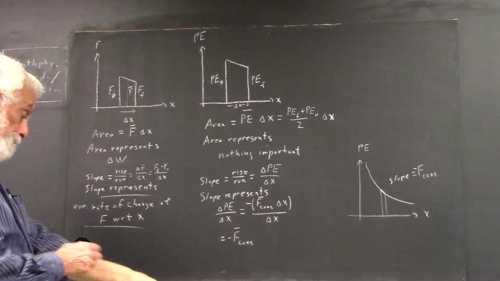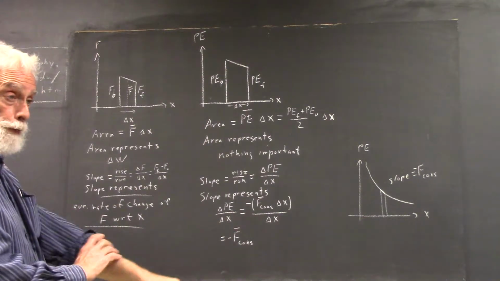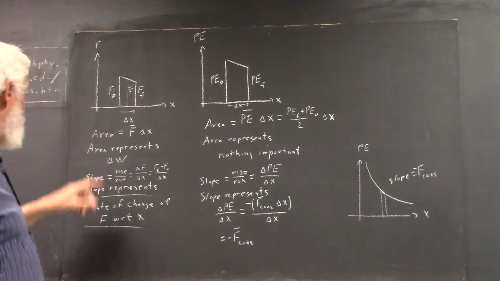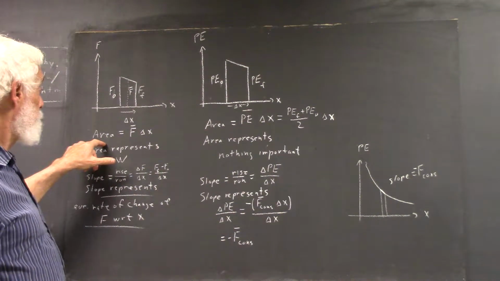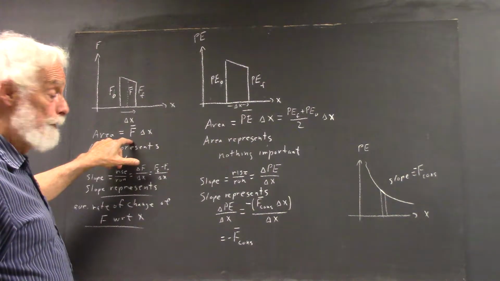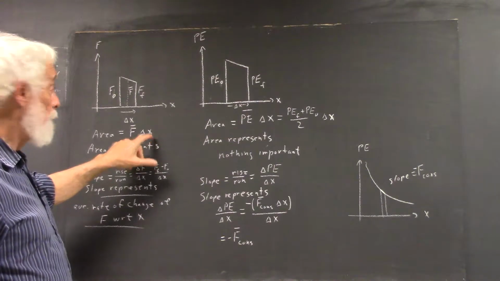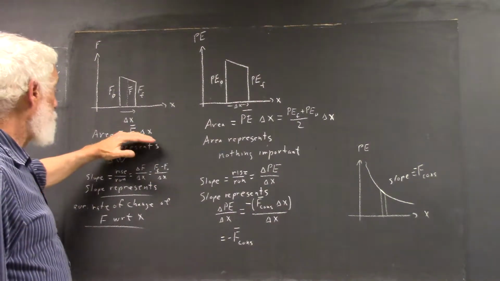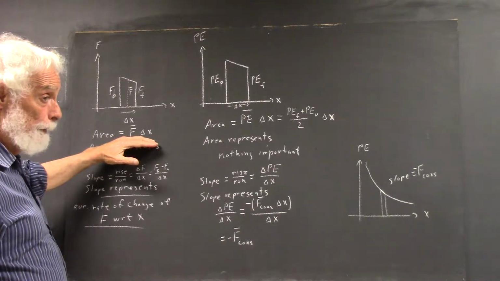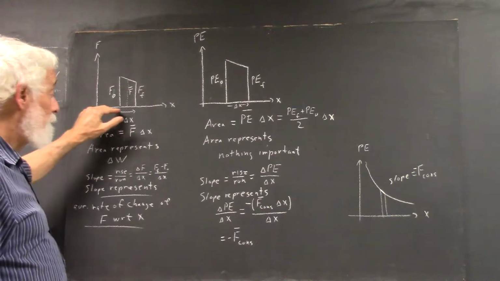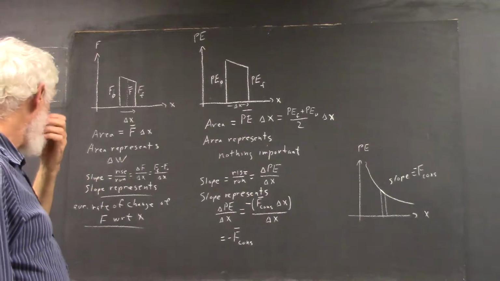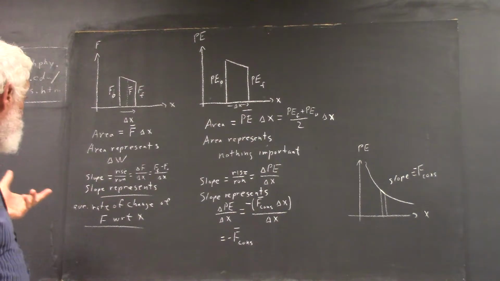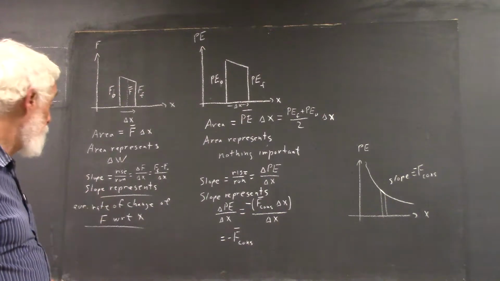Now, assuming that this represents a force and a displacement that are along the same line, the area of this trapezoid is the average graph altitude times its width, which is F bar times delta x. What's that represent? F bar delta x represents the work done on this delta x interval. Okay? What's the slope and what's it represent?